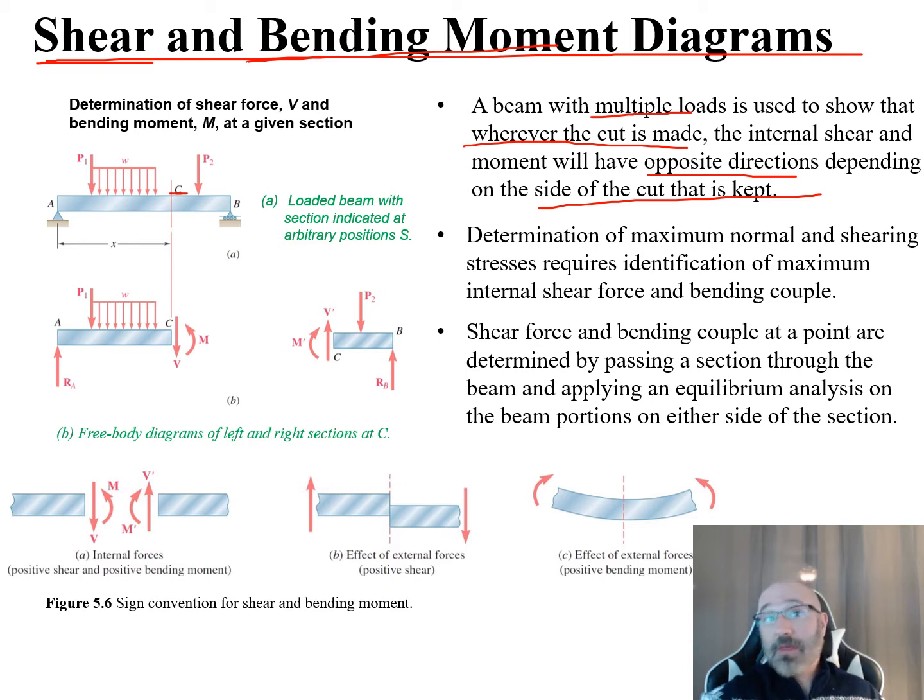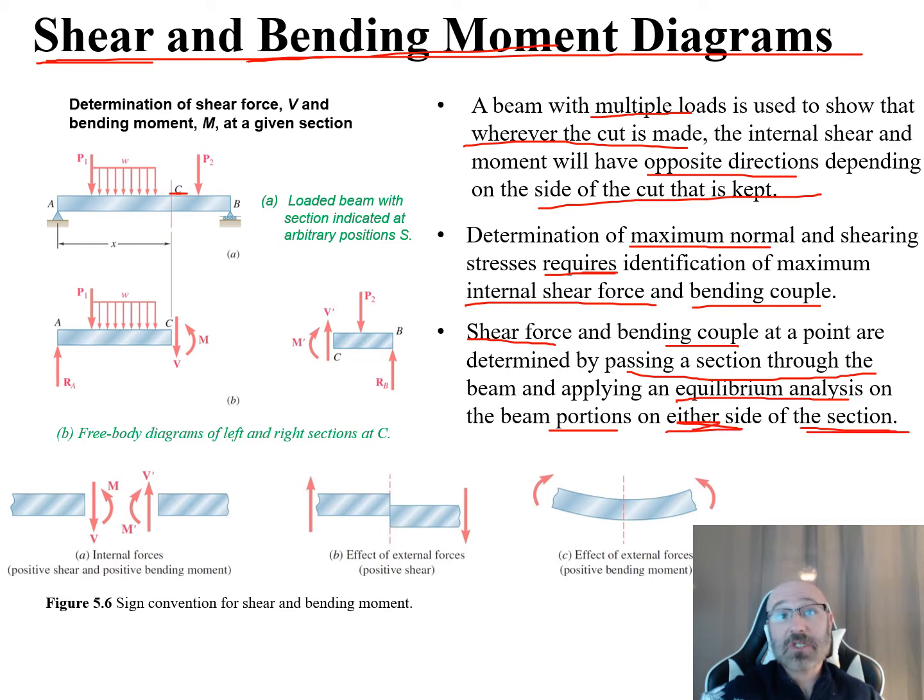So now, another thing to note here is that determination of the maximum normal and shearing stresses is going to require identification of the maximum internal shear force and our bending couple. So we'll need to identify those. Our shear force and our bending couple at a point are determined by passing a section through the beam and applying our equilibrium analysis on the beam portions on either side of that section. So that's going to be our procedure in order to determine those.